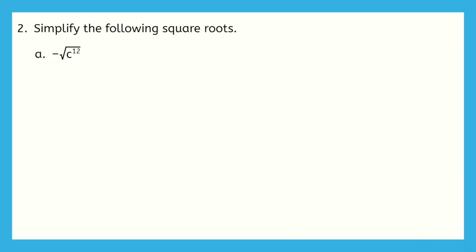First problem, we know we need our negative root because there's a negative sign in the original expression. But we can start by thinking about the principal root first. What's the positive square root of c to the 12th power? C to the 6th. So for the negative square root, we just include a negative sign. Negative c to the 6th.